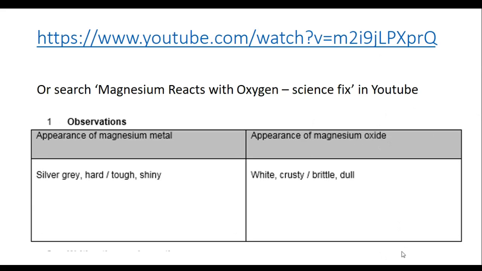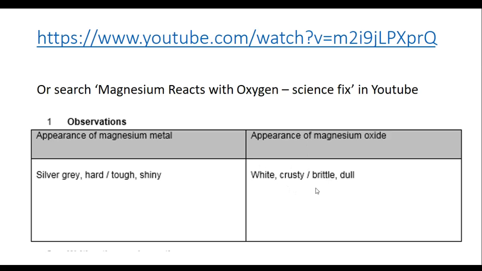So the thing that you should have noticed is that magnesium metal, being a metal, is silver grey colour. It's hard / tough, so it's not brittle, it doesn't break that easily, and it's quite shiny. These are common properties of metals. You should already know these kind of things. Whereas magnesium oxide, the compound, is white, crusty / brittle, so it'll break quite easily.